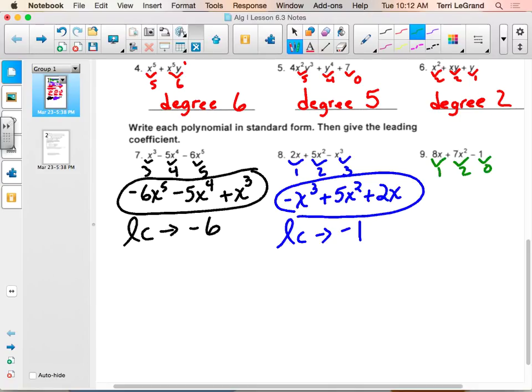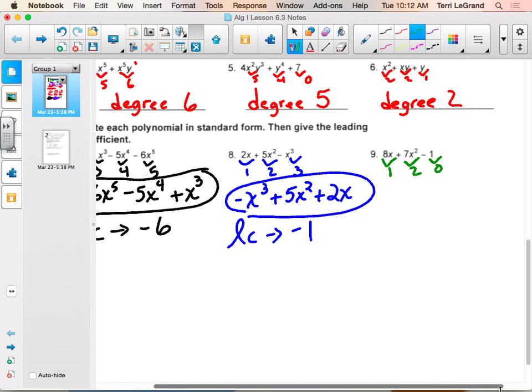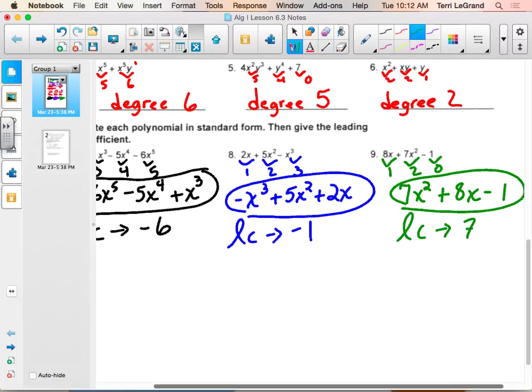So, what's the standard form for it, first of all? How does standard form for that polynomial go? 7x squared plus 8x, minus 1. Okay, so there's our standard form. And what's its leading coefficient? 7.